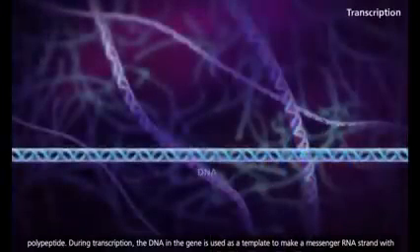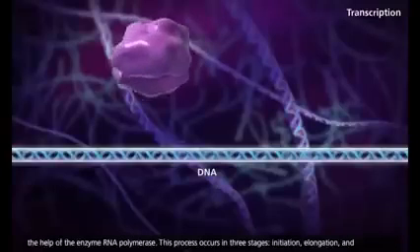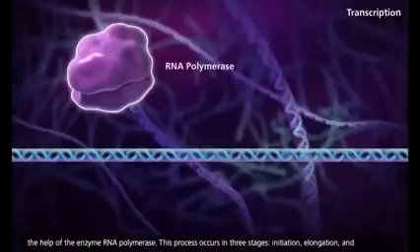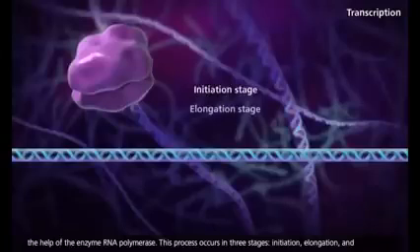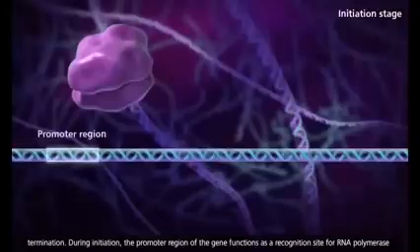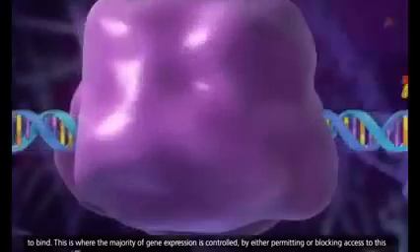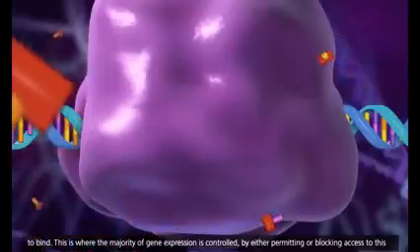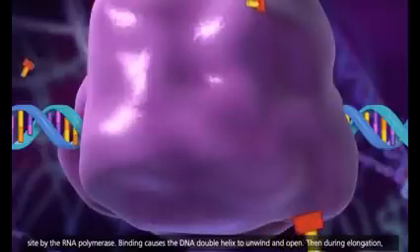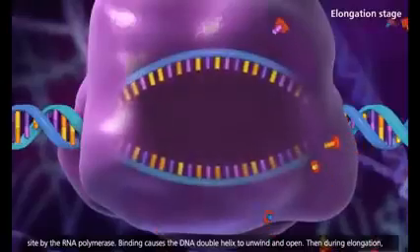During transcription, the DNA in the gene is used as a template to make a messenger RNA strand with the help of the enzyme RNA polymerase. This process occurs in 3 stages: initiation, elongation, and termination. During initiation, the promoter region of the gene functions as a recognition site for RNA polymerase to bind. This is where the majority of gene expression is controlled, by either permitting or blocking access to this site by the RNA polymerase. Binding causes the DNA double helix to unwind and open.